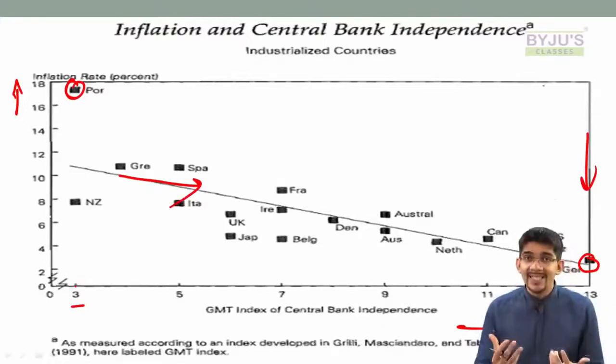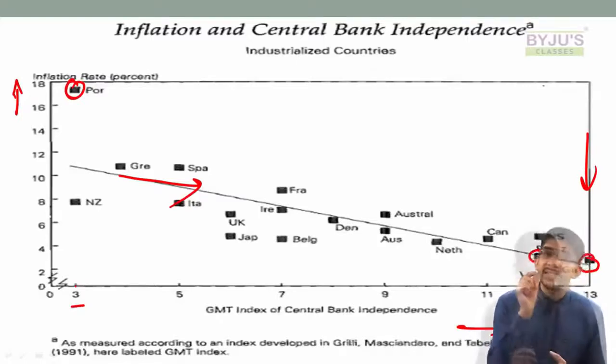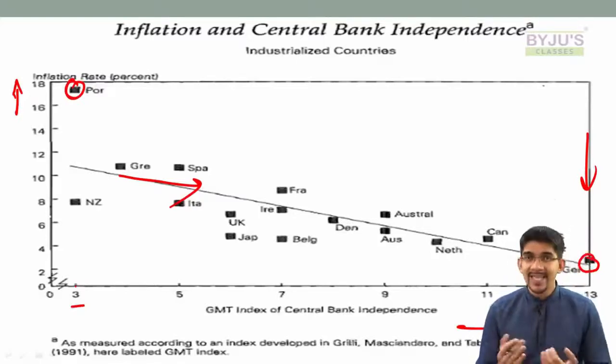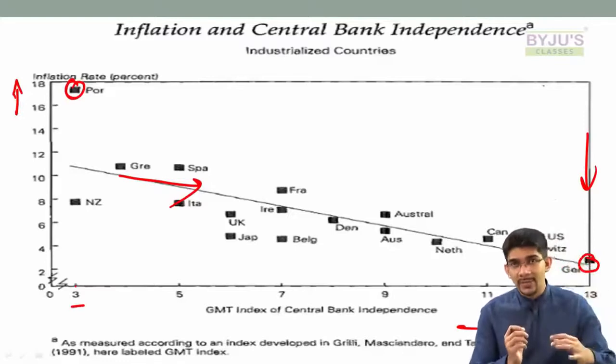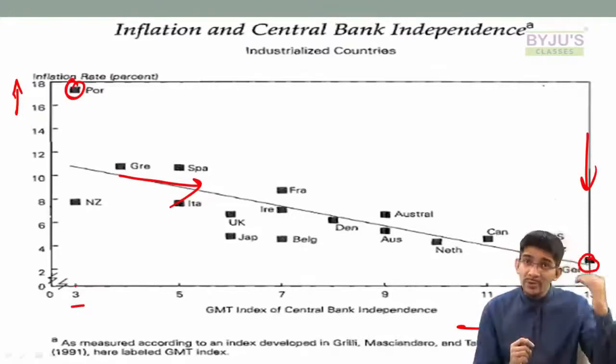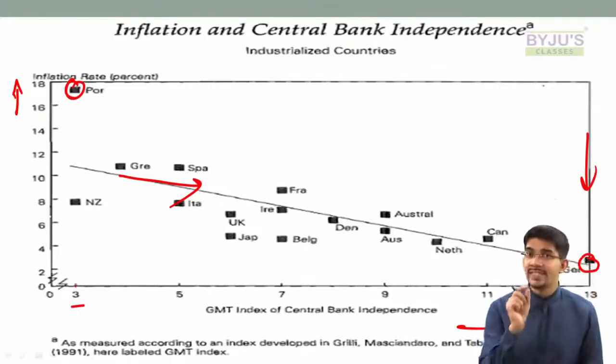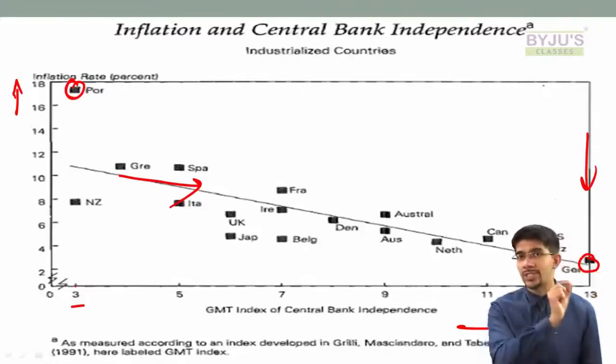So data suggests that independence and inflation have high correlation, which means as independence increases, inflation comes down. So the best way to reduce inflation is to increase independence, which is why central bank independence becomes an important concept.